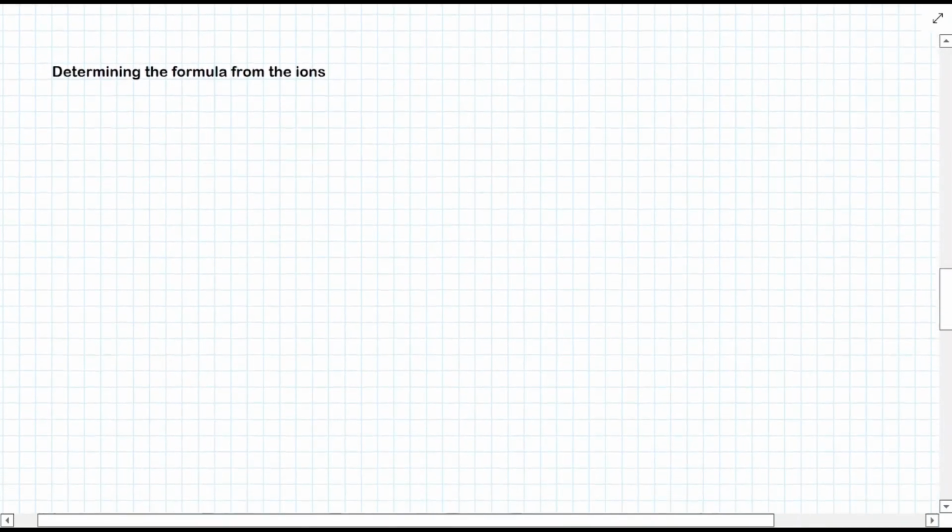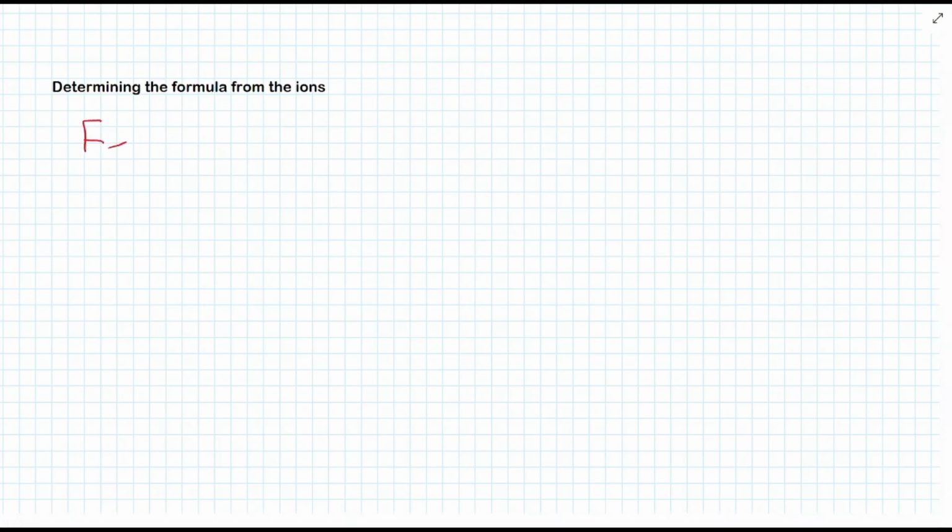Now, when we determine the formula from the ions, there's a number of different ways we can do this. So let's take, for example, I've got iron and I've got oxygen. And in this case, if it's iron 2+ and O2-, it's very easy for me to realize that these cancel each other out. So the formula will be FeO, iron 2 oxide.